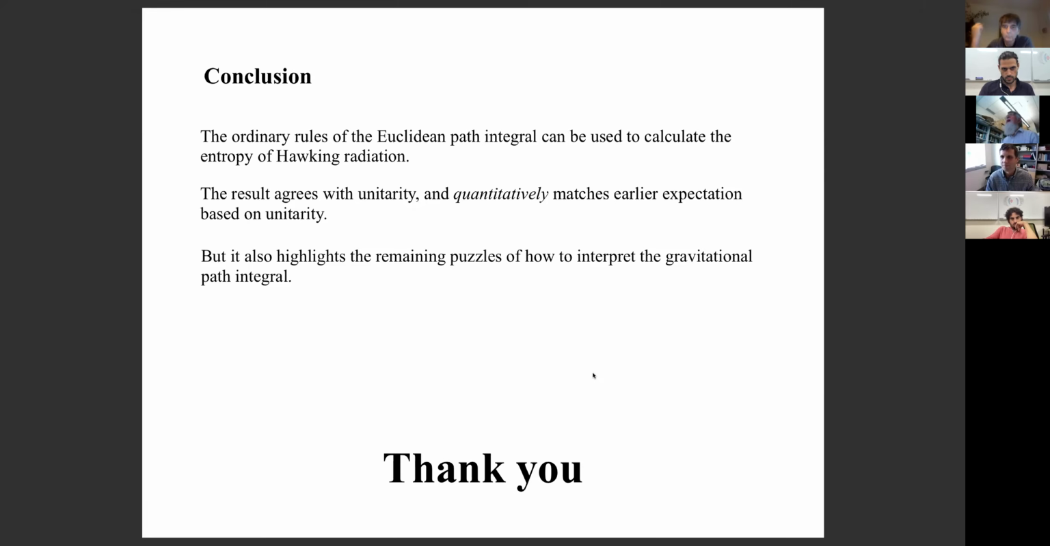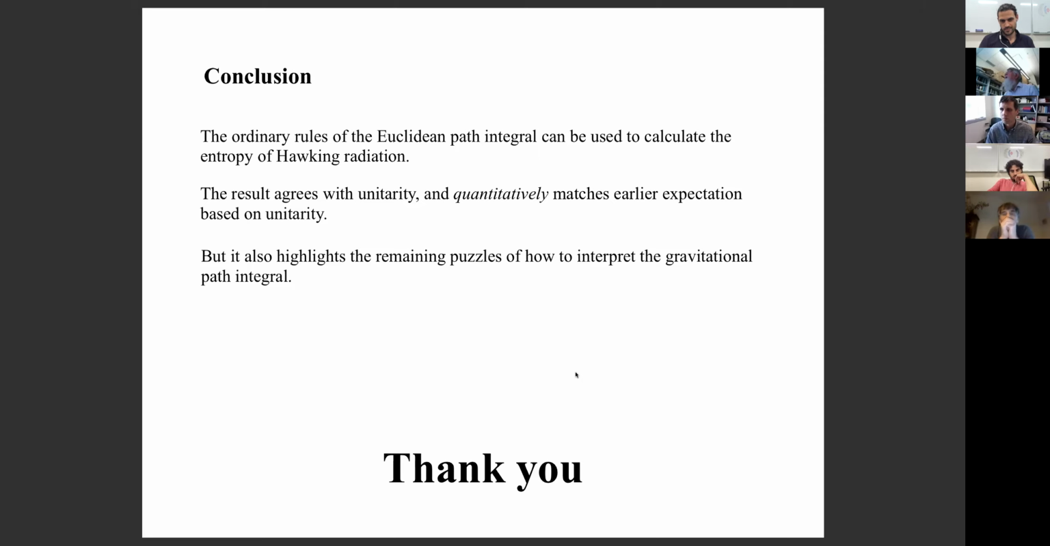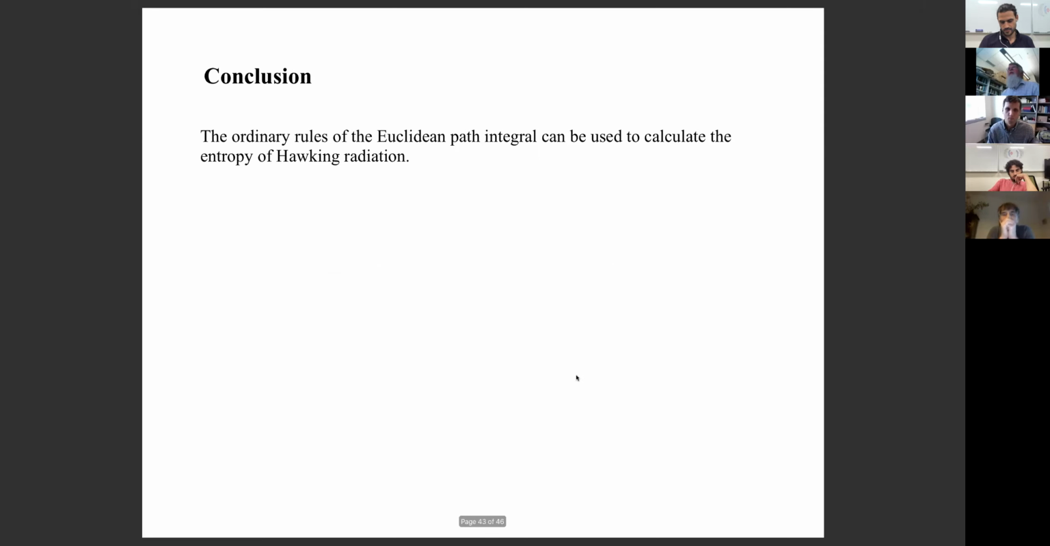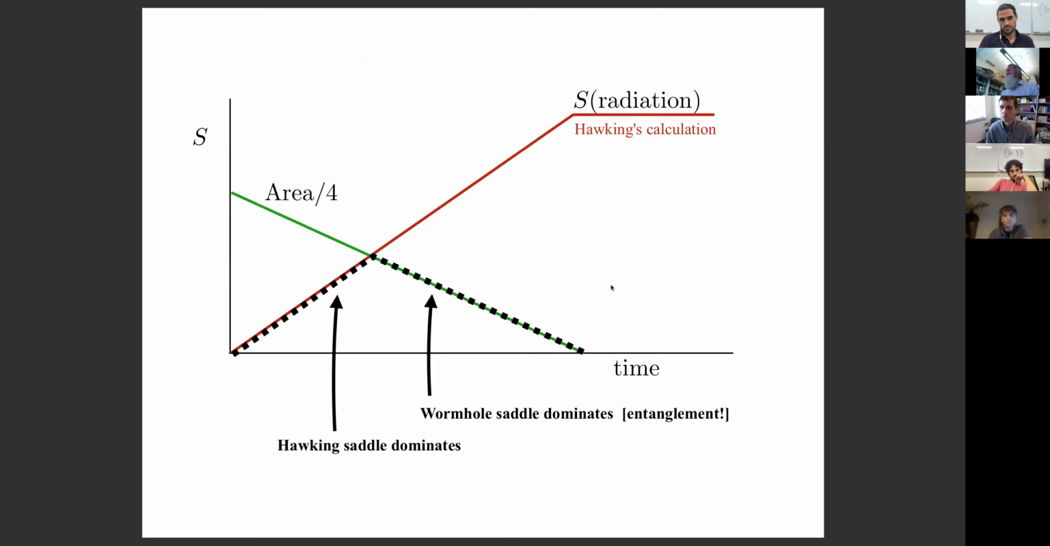A related question is, does this method allow you to get the fact that the radiation has more entropy than the decrease in the Bekenstein-Hawking formula? Like in your graph, the final entropy of the radiation by Hawking's formula is greater by a factor of 1.5 or so. Does this replica trick allow you to calculate that it rises steeper than the decline in the area over 4? Yes, it does. The replica trick gives exactly the dotted line, which follows exactly Hawking's calculation at early times and rises faster than the area is decreasing. So it does reproduce that effect.